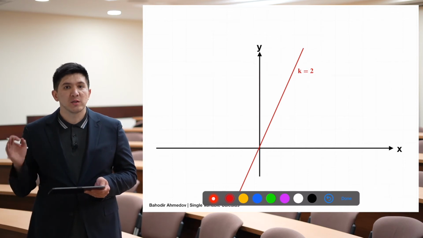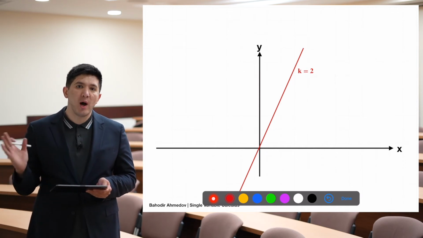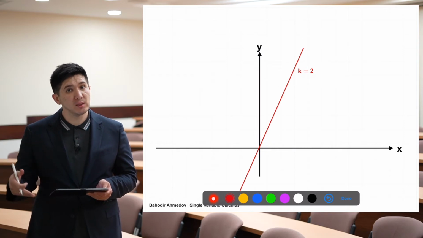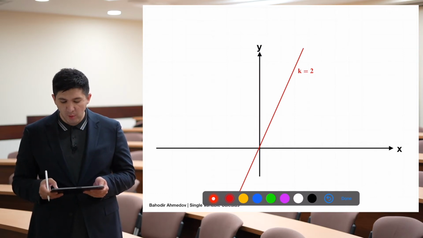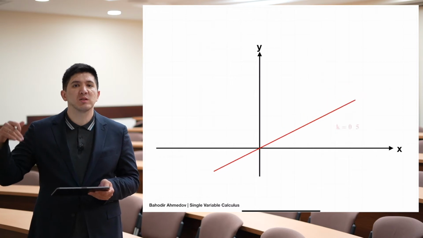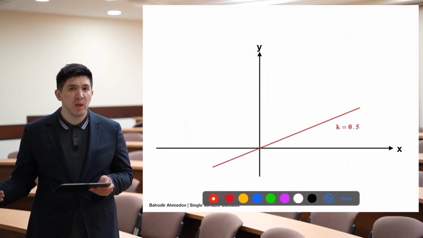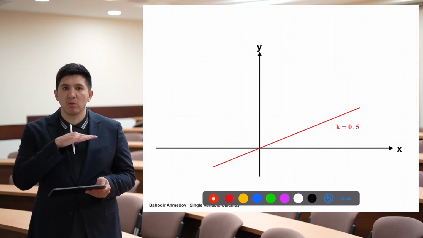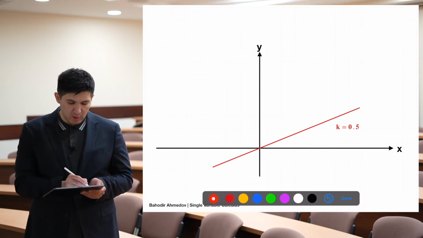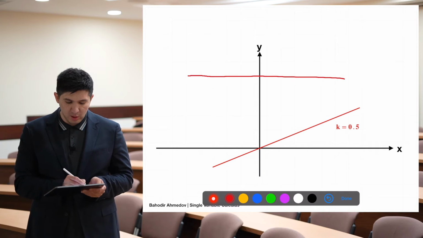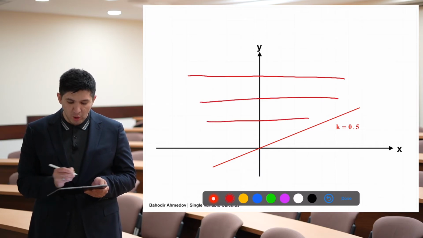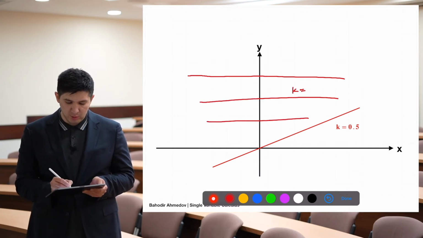Okay, so as I rotate this line, the slope is going to change. If I rotate this line towards the y-axis, the slope is going to increase. So it is going to be equal to 2, for example. And if I rotate this towards the x-axis, it is going to be equal to 0.5. It's going to decrease. When the line becomes horizontal, like any horizontal line here, or here, or here, all of these lines have the slope equal to 0.